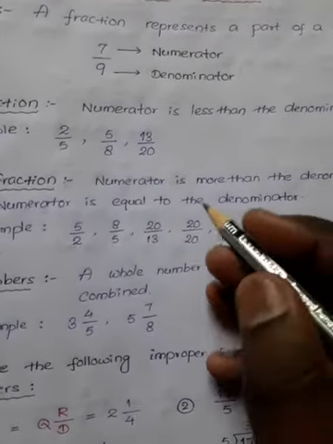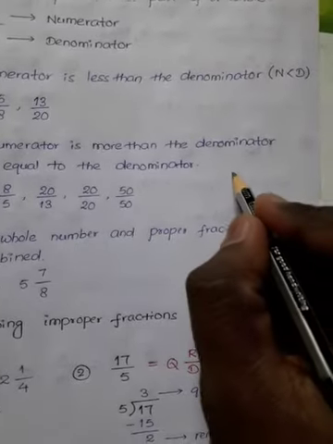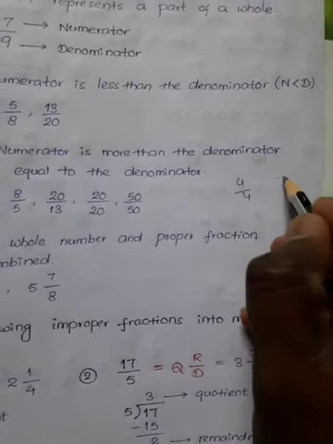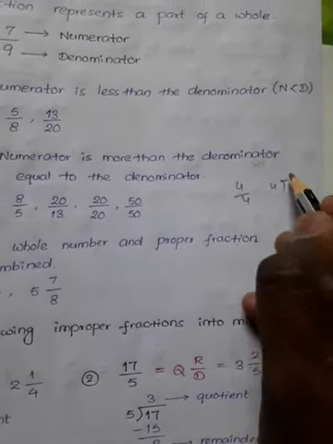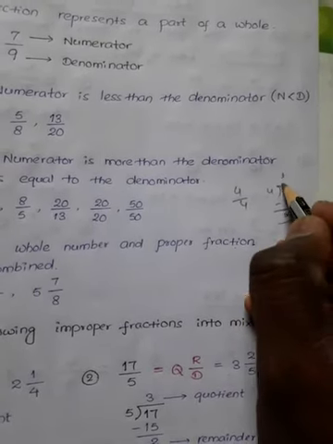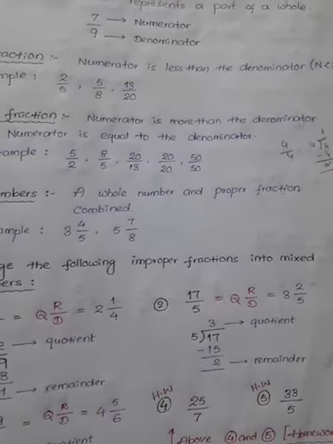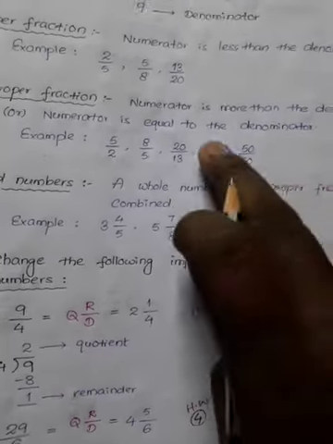Because whenever the numerator and the denominator are equal, the answer is 1. Suppose we think of 4 over 4. 4 ones are 4, so the remainder is 0. That means what is the answer? The quotient is the answer, so 1 is the answer. And 1 is not a fraction, that's why it's called an improper fraction.